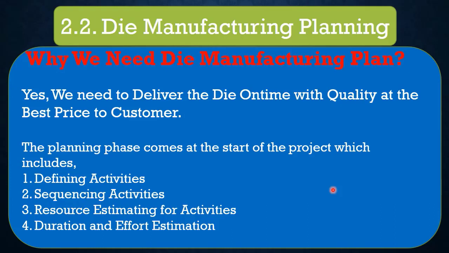Number 4, duration and effort estimation. Duration is directly linked with delivery of the die to the customer and hence this step should be completed with a higher accuracy. Use work breakdown structure along with the critical path method to complete the die on time. This should include a few correction loops also for quality improvement.